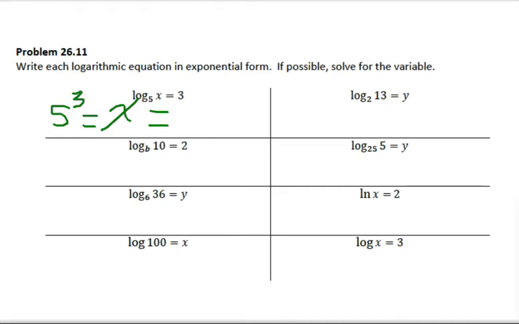So we can evaluate it. 5 times 5 is 25, and 25 times 5 will be 125.